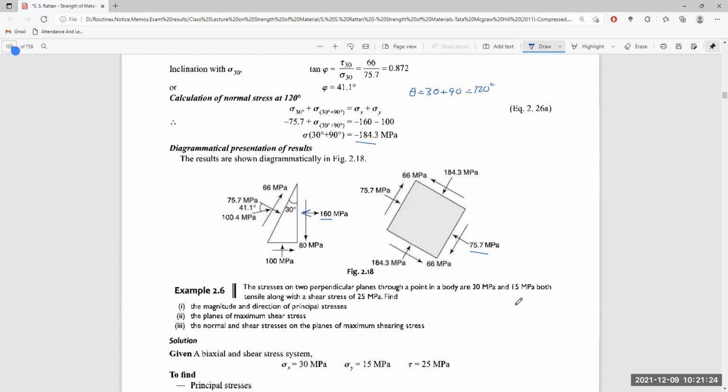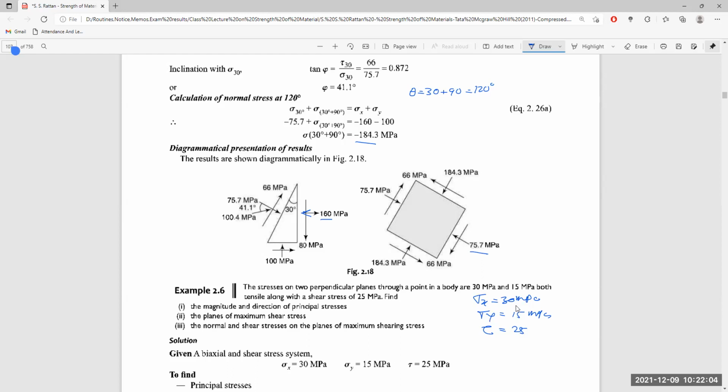Now the next problem: stresses on two perpendicular planes through a point in a body. The two perpendicular planes through a point in a body carry 30 MPa and 15 MPa, both tensile, along with shear stress 25 MPa. So sigma x is 30, sigma y is 15, shear stress tau is 25. Find the maximum magnitude and direction of principal stresses, the planes of maximum stresses, and the normal and shear stress on the planes of maximum shearing stress.